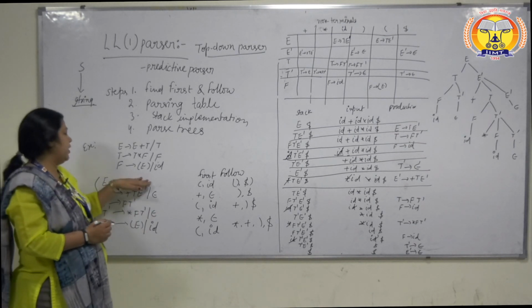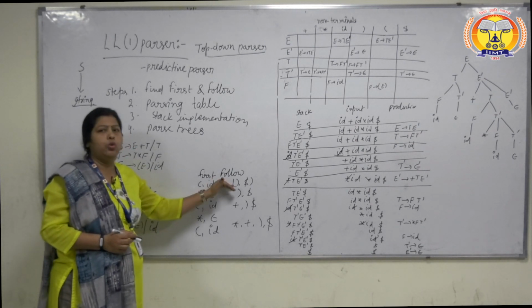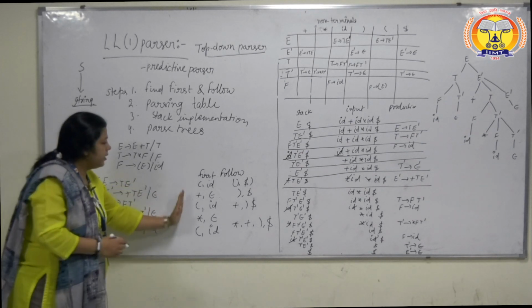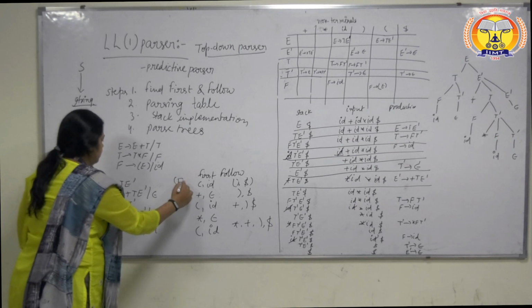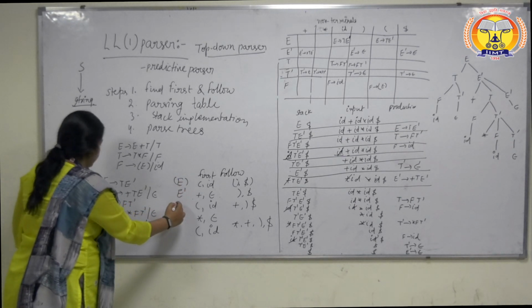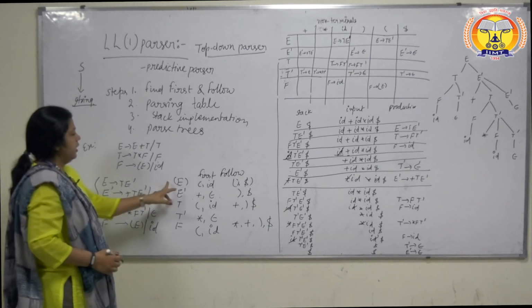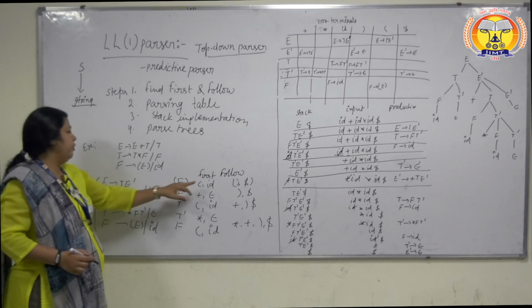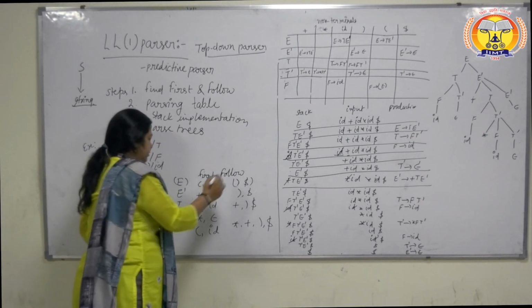For solving this question, you should know how to find the first and how to find the follow. Then we create this table. This is the first of E, this is for E dash, this is for T, this is for T dash, and this is for F. First of E is open bracket and ID, and follow of E is close bracket and dollar.